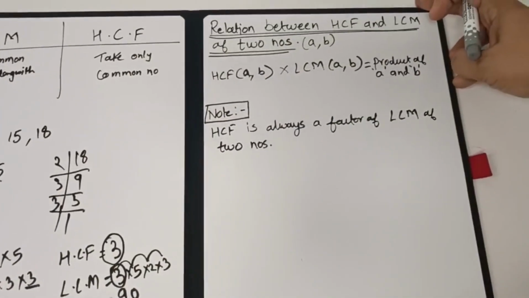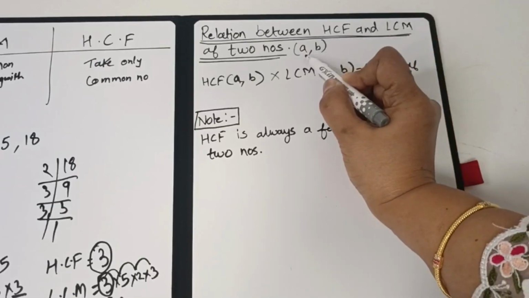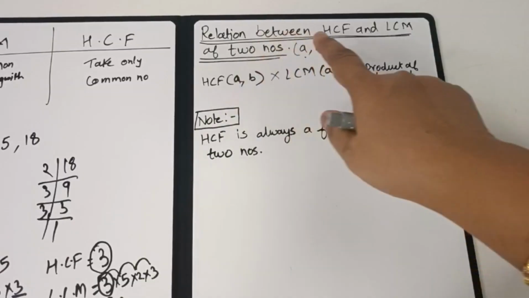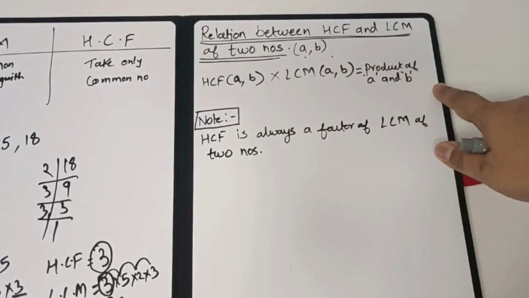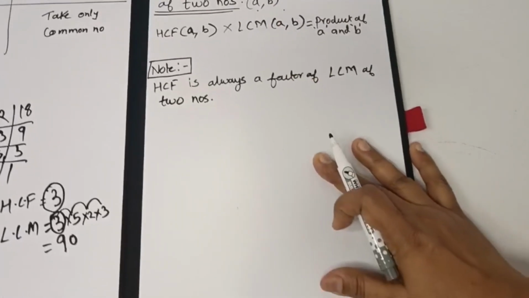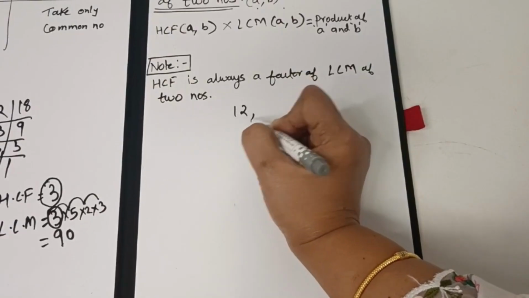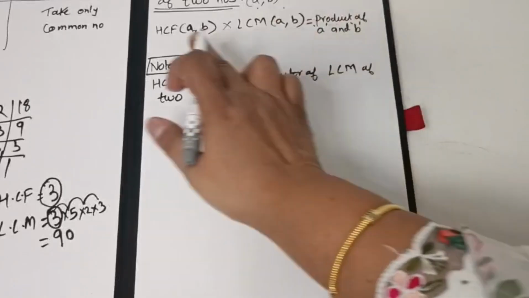Let us understand the relationship between HCF and LCM. If you have two numbers A and B, then HCF of A and B into LCM of A and B will be equal to the product of A and B. Let us understand this with one sum. I am taking two numbers, one number is 12, another number is 9. Let us check this relation.